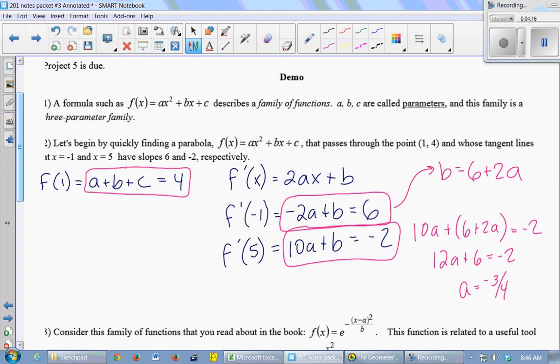-3/4. Is that right? Nope. -2/3. -8 over 12. Divide the top and bottom by 4, and you get -2/3. Okay, so there's my value for a. And then now that I have a value for a, I can go back to the equation I had for b in terms of a, plug in -2/3, and we get b is 6 minus 4/3.